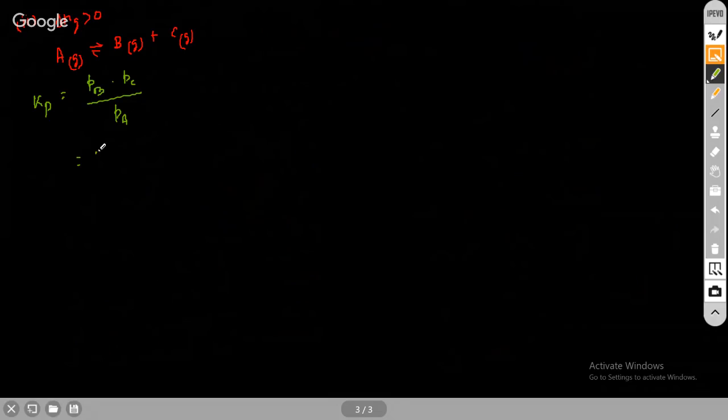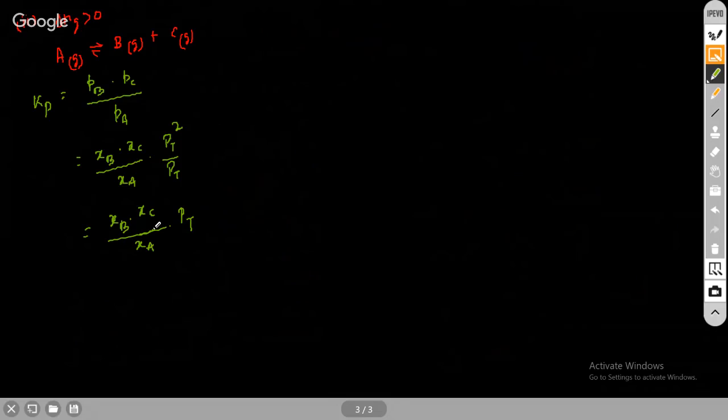And that again we can write as xb into xc divided by xa into Pt square, divided by Pt. So obviously this contains Xb into Xc divided by Xa into Pt. This is the expression we have here.